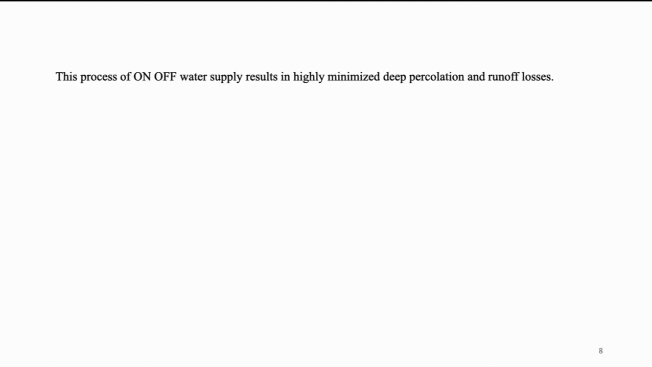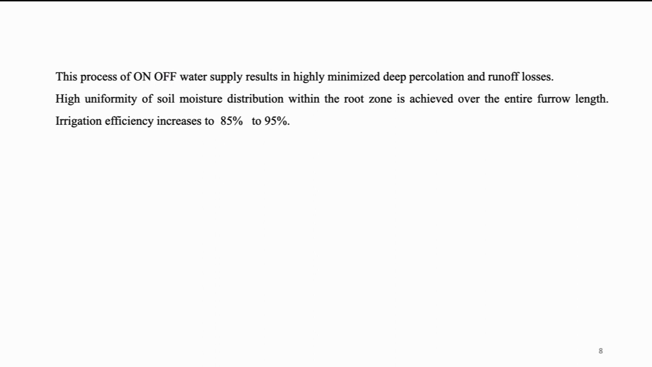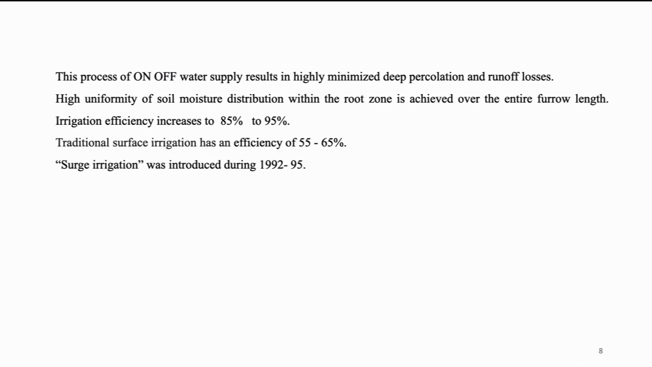It is obvious that this method is a refined method of furrow irrigation resulting in minimized deep percolation loss and runoff losses. Irrigation efficiency is found to jump from 55 to 90%. This method is spreading fast in the farming community, though it is of very recent origin, that is during 1992 to 95.